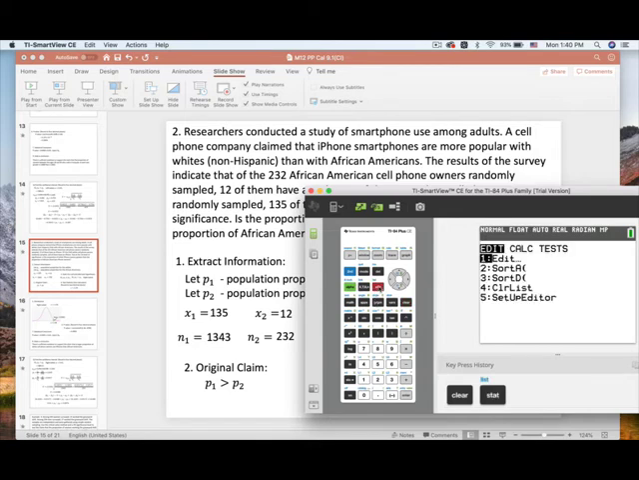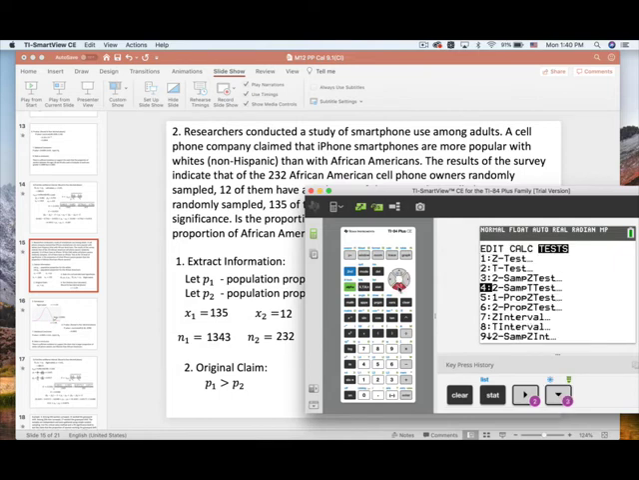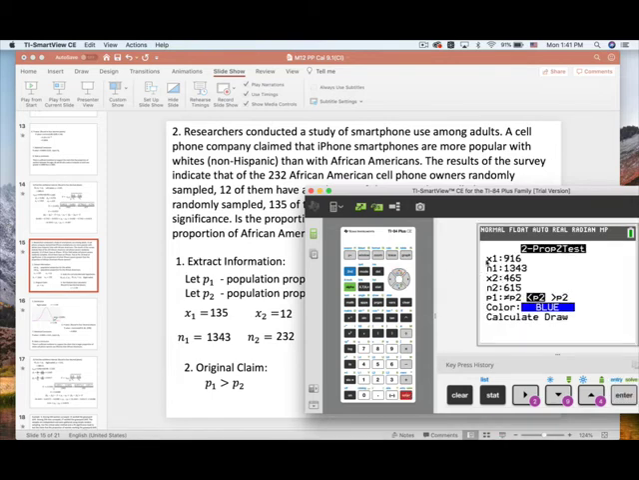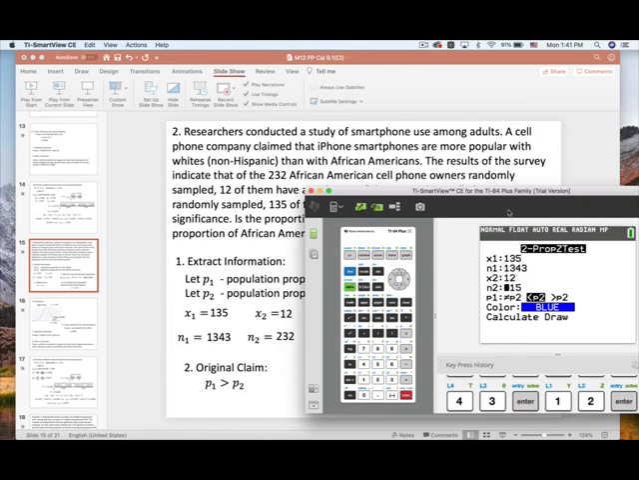So you're gonna click on STAT, go to TESTS, go down, this is 2-PropZTest, the two population proportion hypothesis testing. Okay, for my X1, we have 135, sample size, X2, N2.